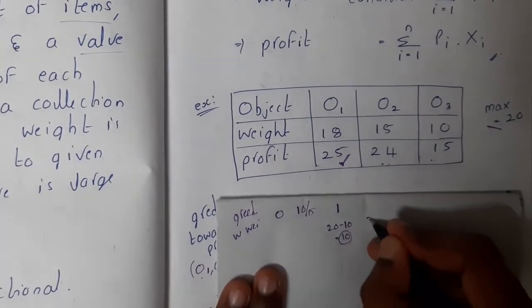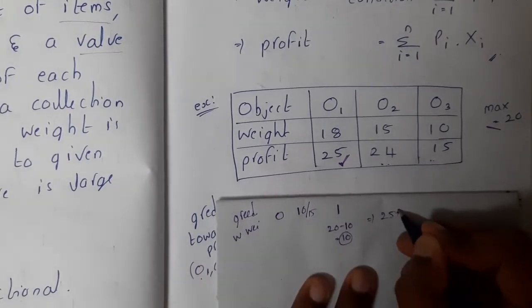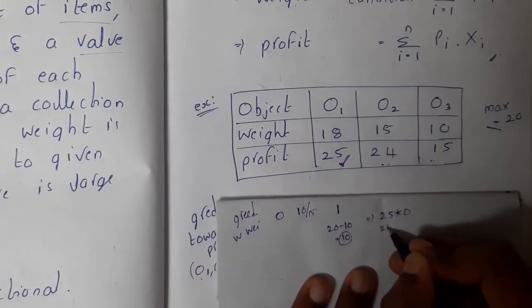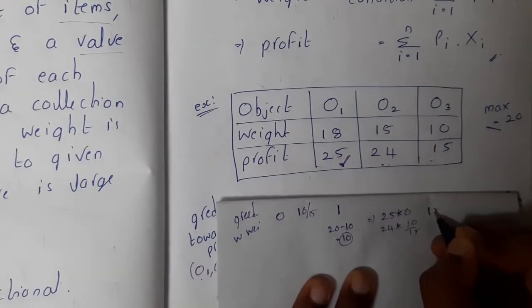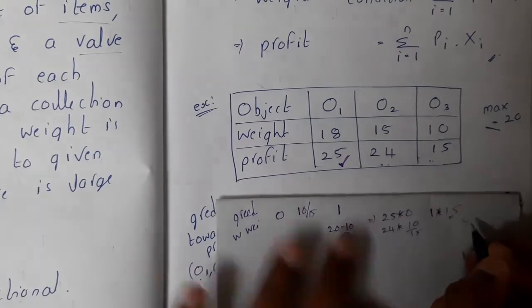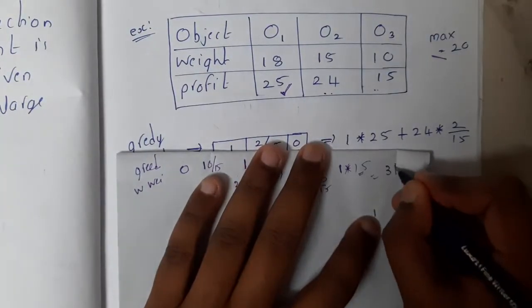Yes. Okay. So if you try to calculate the profit, now it will be 25 into 0, plus 24 into 10 by 15, similarly, 1 into 15. So what will this result be is 31, guys. So you will get the result as 31.